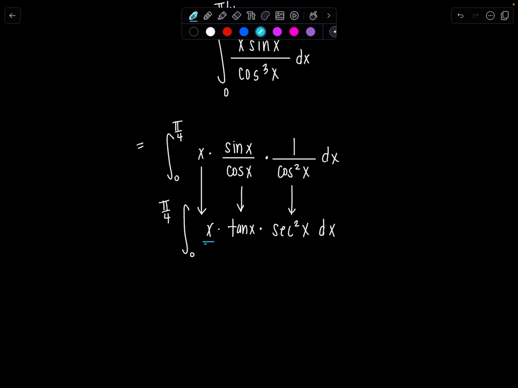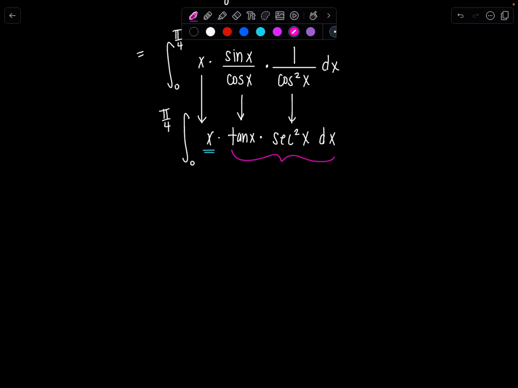So for u, I'm going to let it just be x. And then my dv will be tan x secant squared x dx. All right, let's set it up. So u is going to be x, and then dv is tan x secant squared x dx. And I know this is going to work out because I can already kind of imagine what the antiderivative for tan x secant squared x dx is.